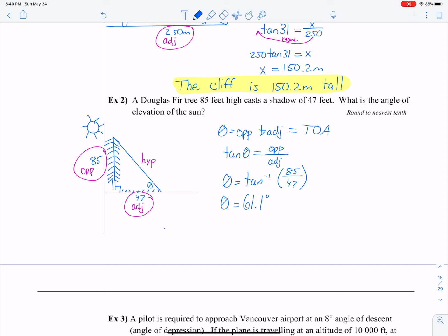So I'm going to say the angle of elevation of the sun is 61.1 degrees.